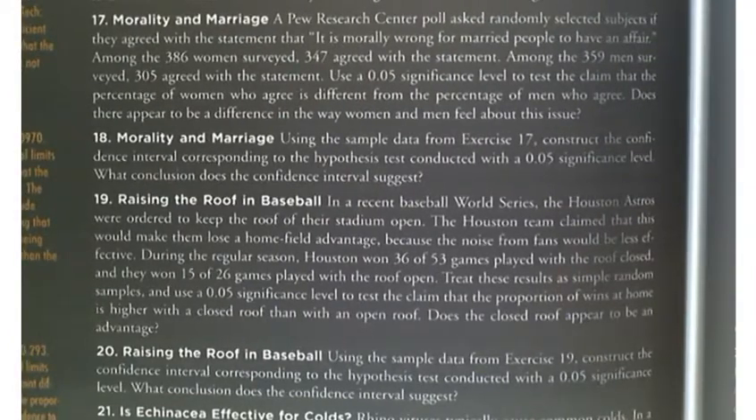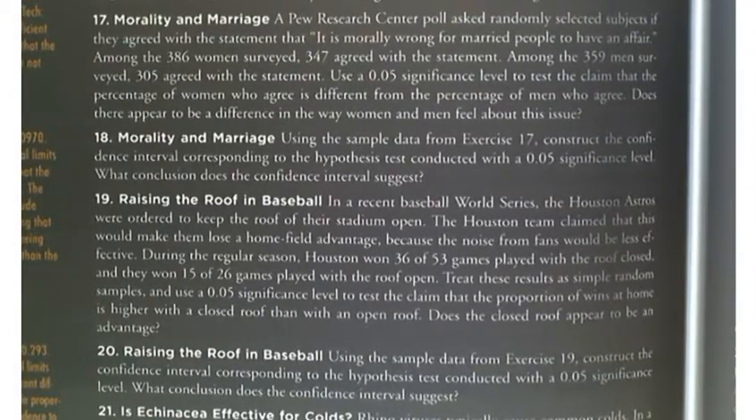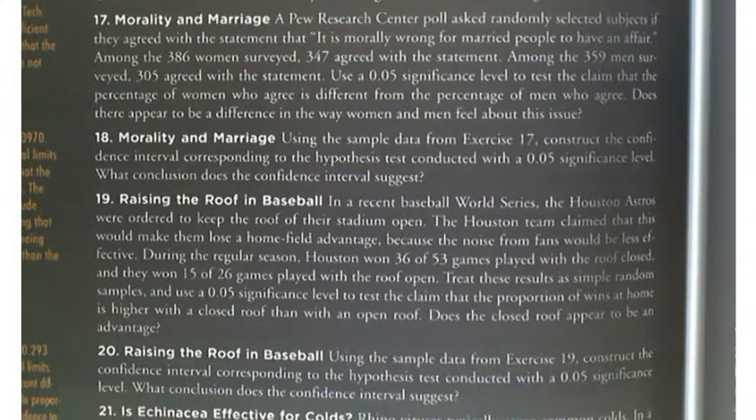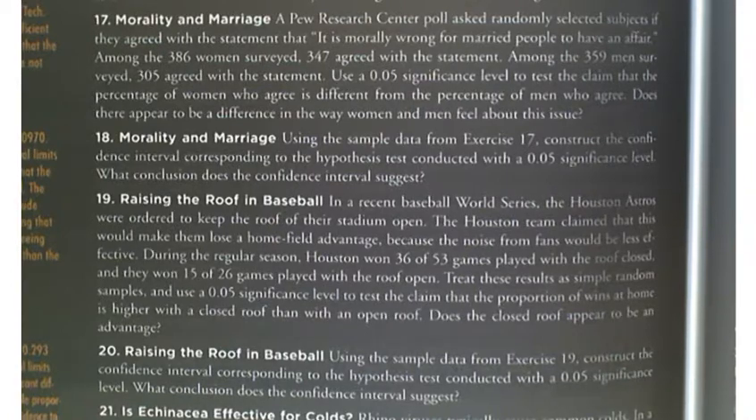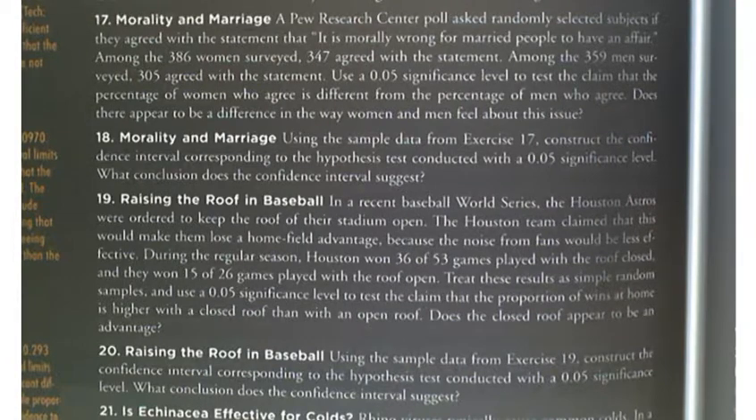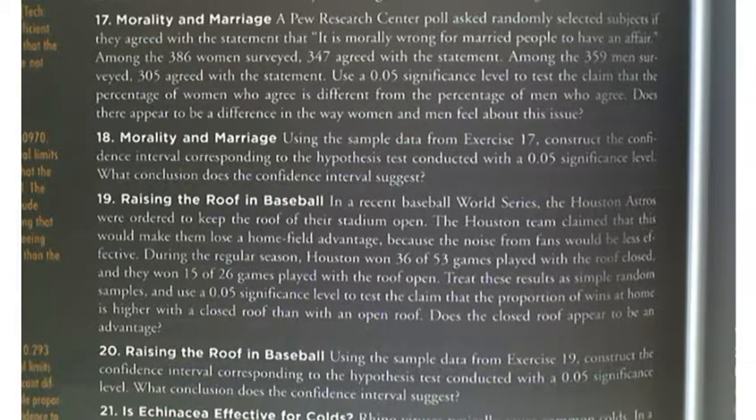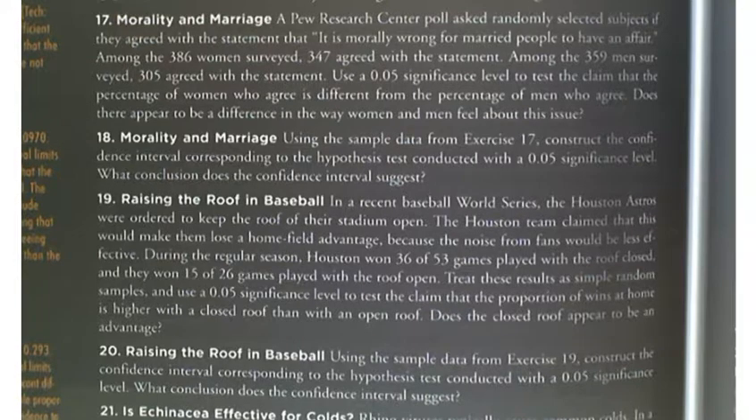Morality and marriage. A Pew Research Center poll asked randomly selected subjects if they agreed with the statement, "It is morally wrong for married people to have an affair." Among 386 women surveyed, 347 agreed with the statement. Among 359 men surveyed, 305 agreed with the statement. Use a 5% significance level to test a claim that the percentage of women who agree is different than the percentage of men who agree. So, decide how many populations you're working with, decide what parameter you're testing, set up the null and alternative hypothesis.